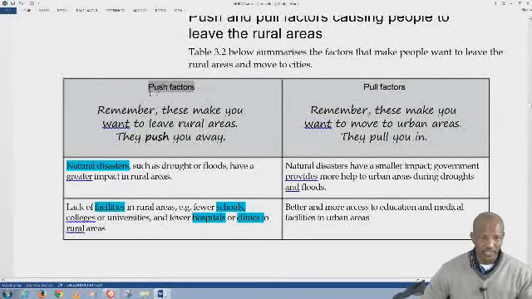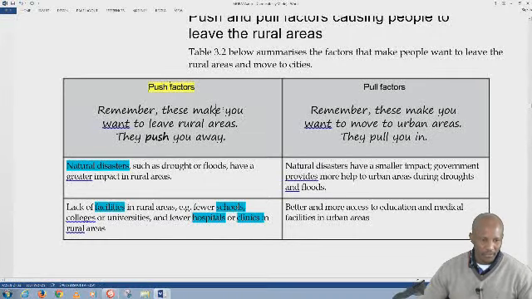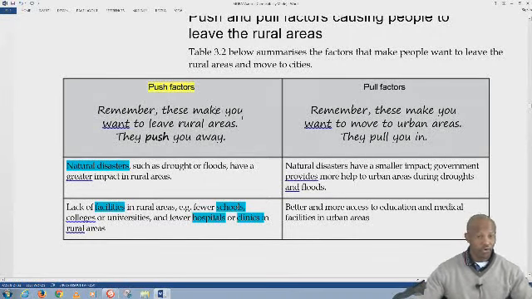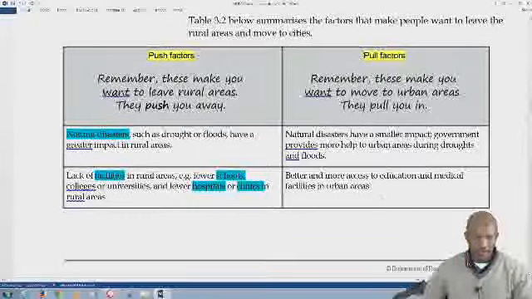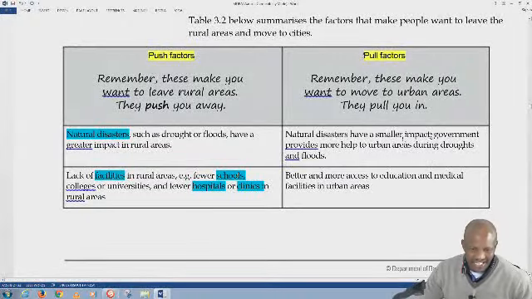And you must listen to the questions because you normally rush to answer. Push factors. Now, what will attract you to urban areas? What will pull you? It's because natural disasters have lesser impact.